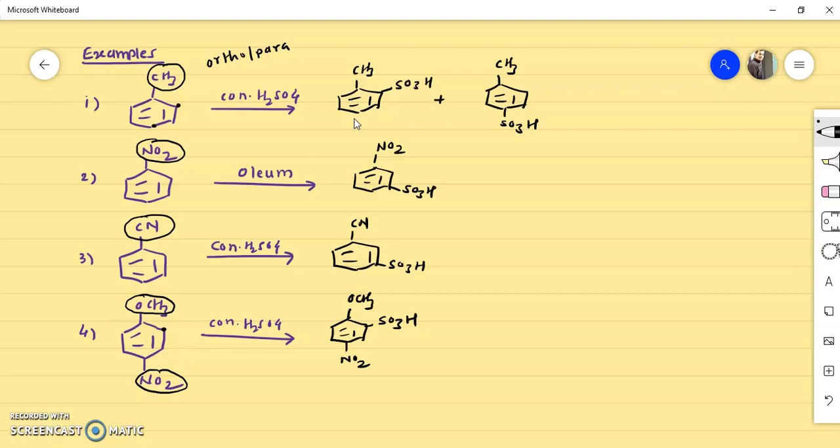So I hope all of you have understood the sulfonation reaction along with its mechanism and examples. So this is all about sulfonation.